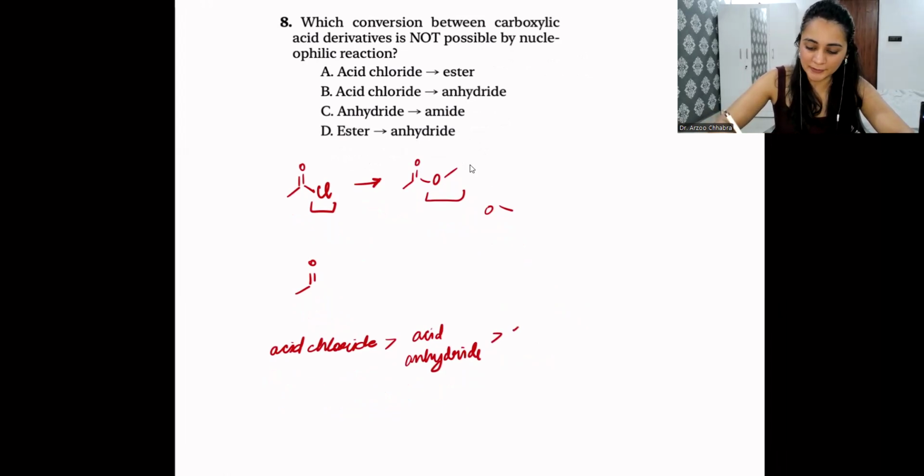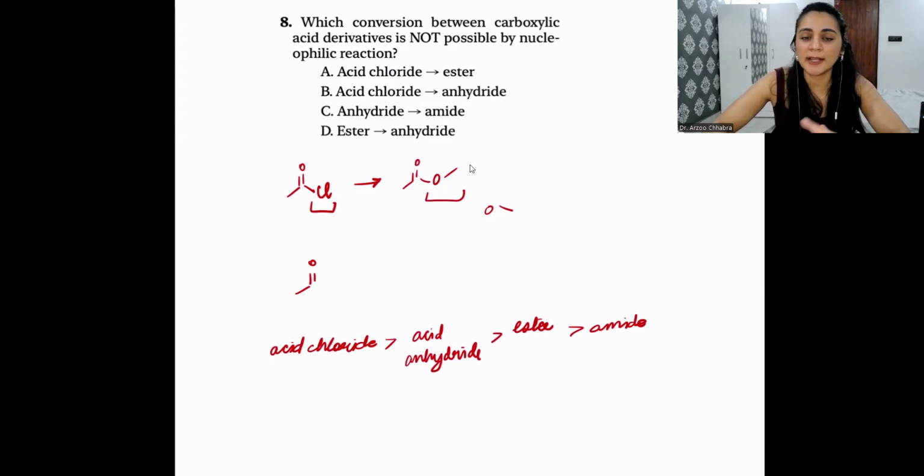It's followed by an ester, and that is then followed by amide. So this is also the order of reactivity. You'll always see that acid chloride is the most reactive, followed by acid anhydride. And the reason is actually the leaving group abilities. When the group can leave very well, it can react really fast.